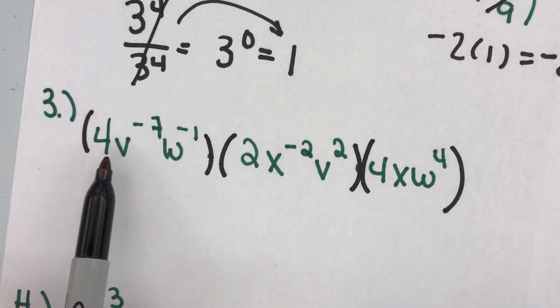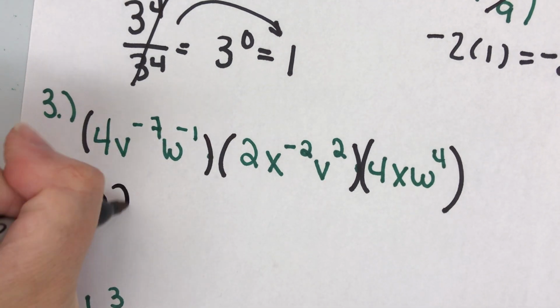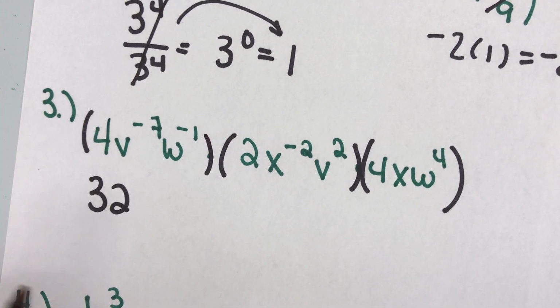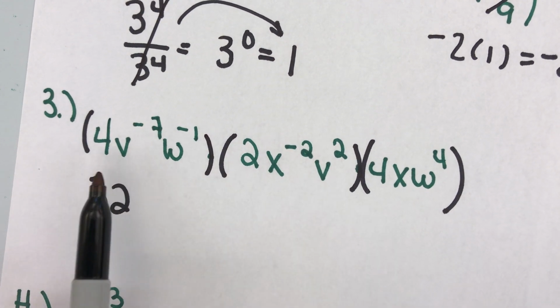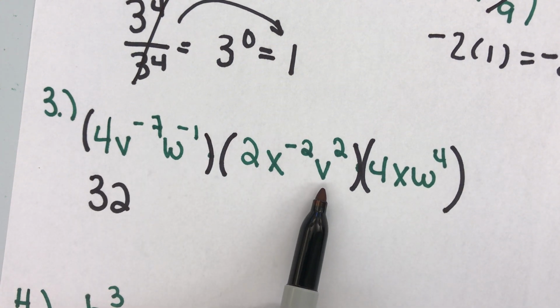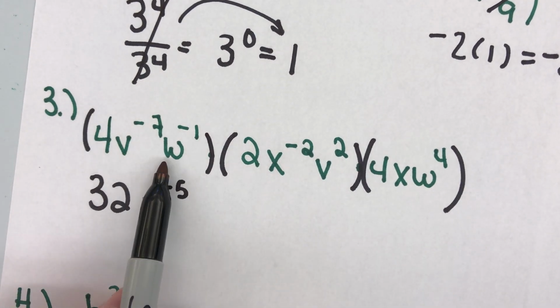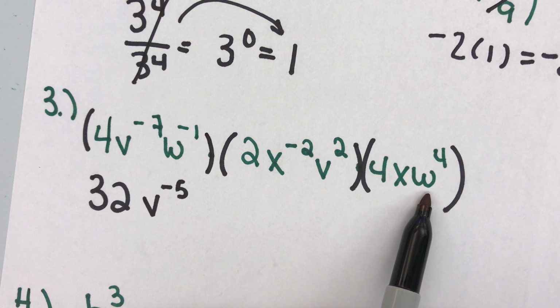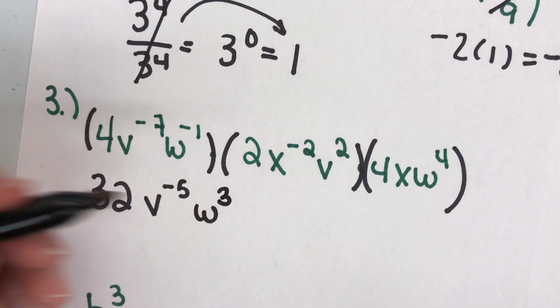Now we're going to deal with numbers. 4 times 2 is 8. 8 times 4 is 32. So 32. Now let's look at the v's. I have v to the -7 and v to the 2nd. This is multiplication, and through multiplication, exponents get added. -7 plus 2 is -5. W to the -1 and W to the 4 also get added for the exponents. -1 plus 4 is W to the 3.